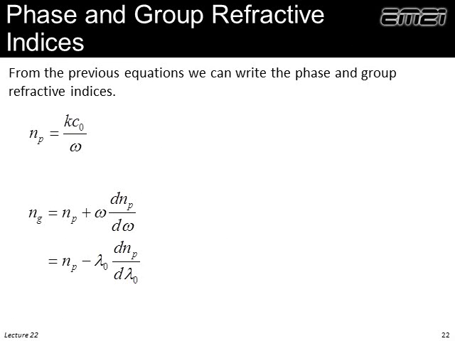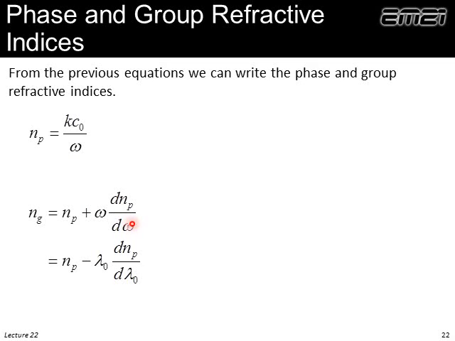Based on those previous equations, we can now derive expressions for our phase refractive index and our group refractive index. Here's an expression for our phase refractive index, and then an equivalent expression for our group refractive index. The way we've written this is we put the group refractive index also in terms of the phase refractive index, so we've related those two. And again, the group refractive index and phase refractive index will be the same when this term up here is 0.